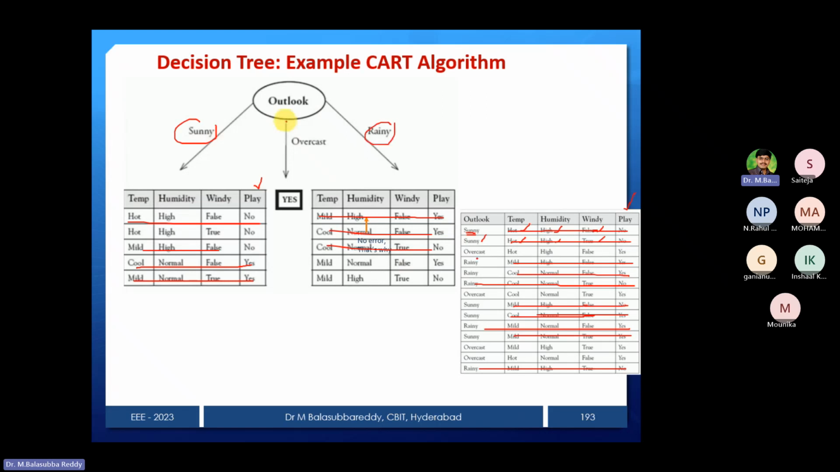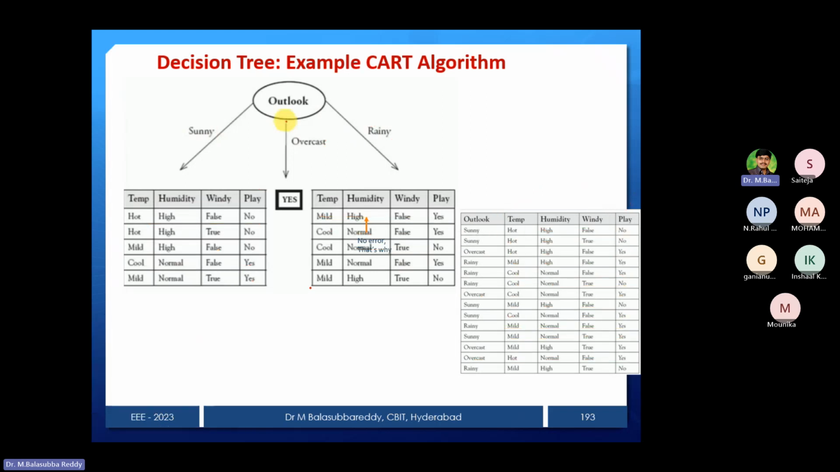But overcast, I am not writing this remaining part because overcast is yes is concluded as per the root node. Overcast is yes here. That's why automatically this also overcast is yes. This also overcast is yes. Then this also yes. This also yes. That's why you can write overcast is equal to yes. So now let's treat this as a problem. Like what we did, how we divided it with a root node, in a similar fashion, repeat this problem considering this is your first table.